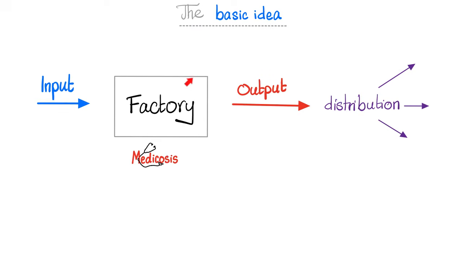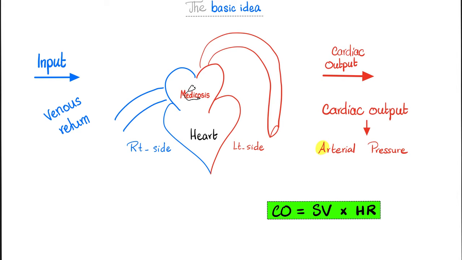Think of your heart as a factory. There is input coming to the factory from the venous side, and there is output leaving the factory in the arterial side, and this will distribute that blood all over the body. That's the role of the aorta. Input is called venous return. Output is called cardiac output, and the cardiac output depends on what? It depends on how fast the heart is beating, times how strong each beat is.